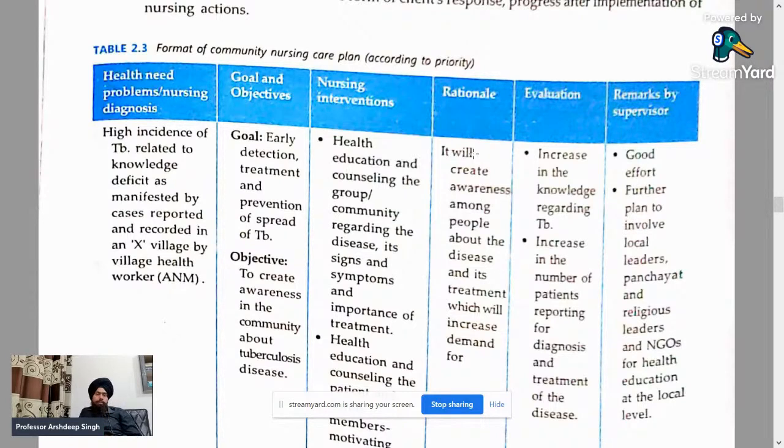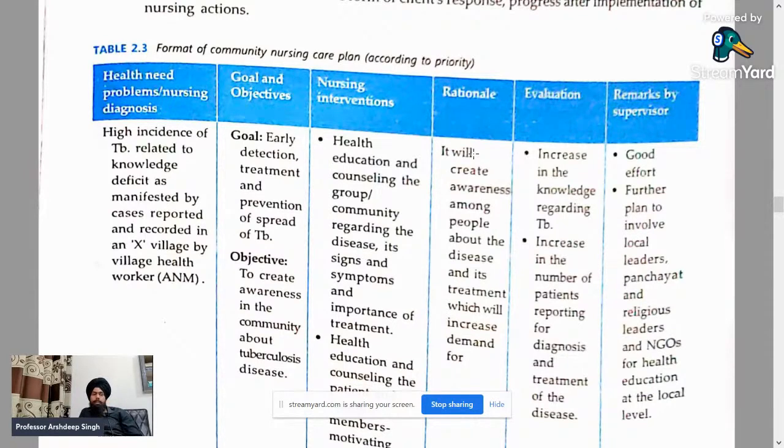So what you have to write in the nursing care plan is, firstly, the health need or problem based nursing problems or the nursing diagnosis, written in the first column. Second is the goals and objectives. Third is the nursing intervention. Then is the rationale. Then is evaluation and remarks by the supervisor. So this is the way we plan the nursing care plan and how we write it in a specific format.